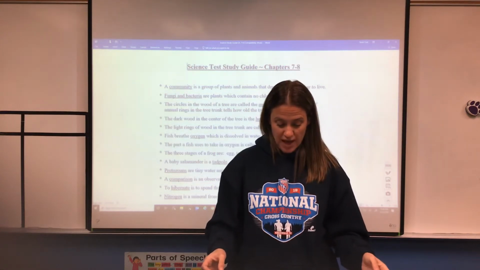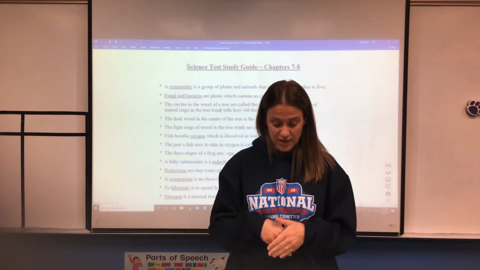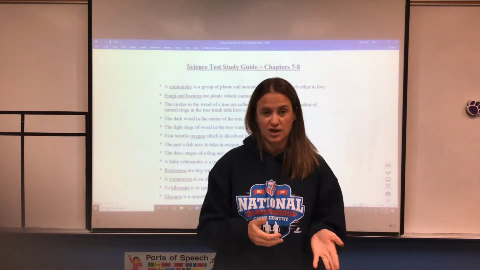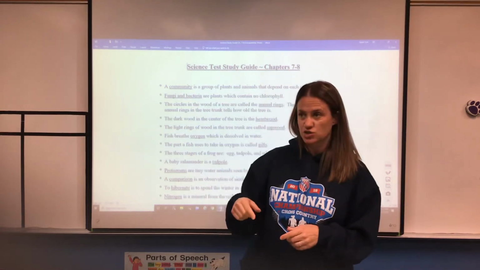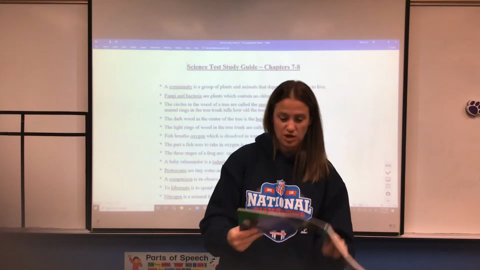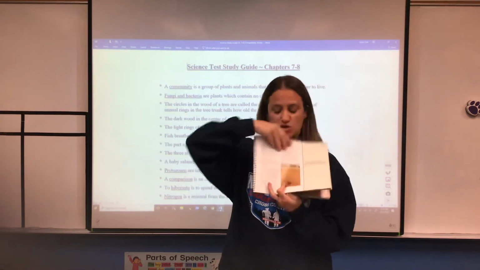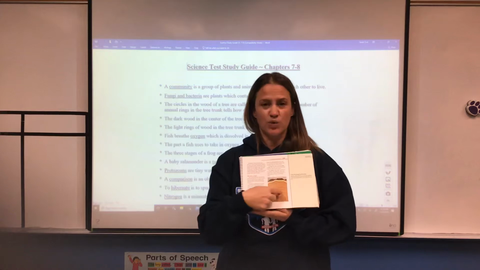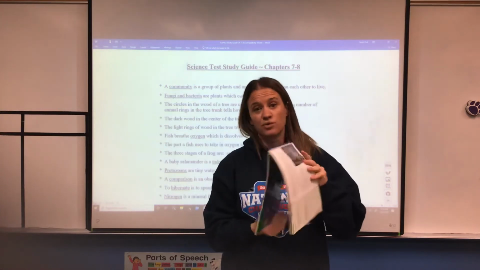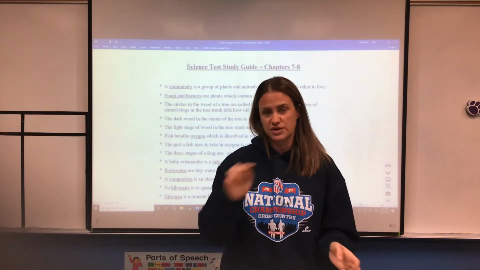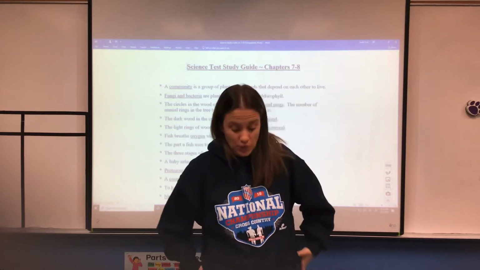You're also going to look at annual rings and what they represent in a tree. When you see annual rings in the tree, I'll show you a picture in my book. It's on page 129 in your book as well. You'll see all those little rings on a tree, and they're called annual rings, and that tells you how old a tree is. So if you start counting the rings, you can tell how old they are.